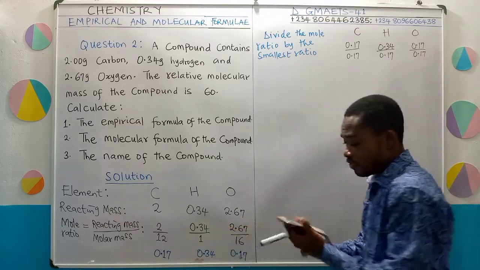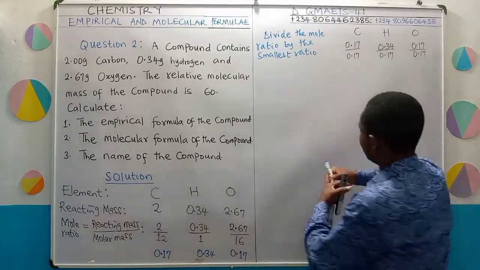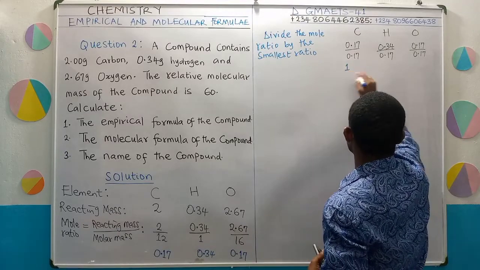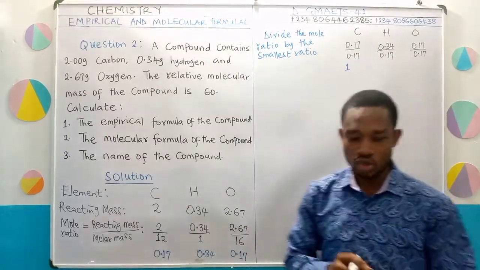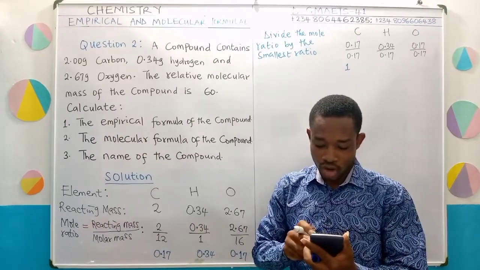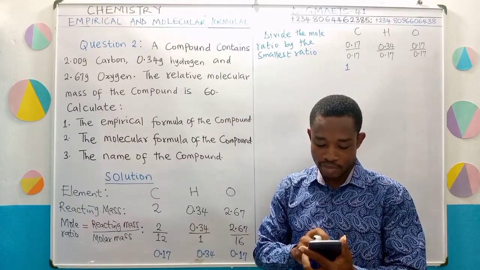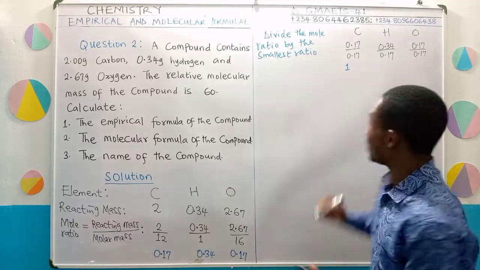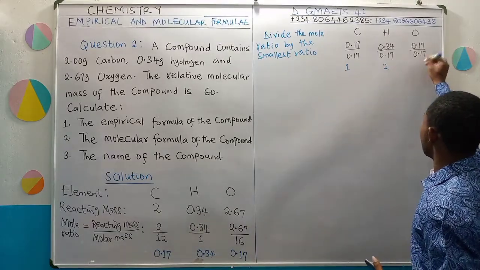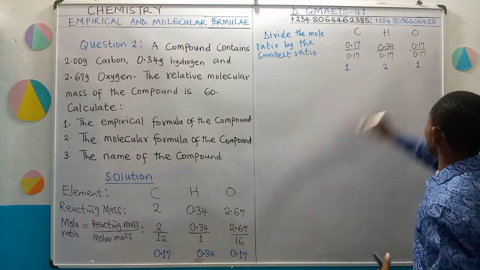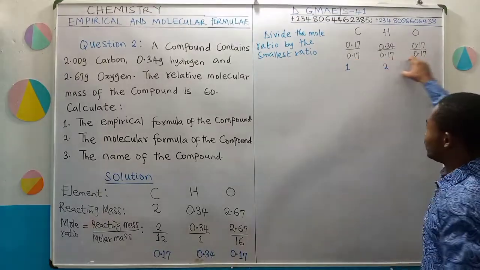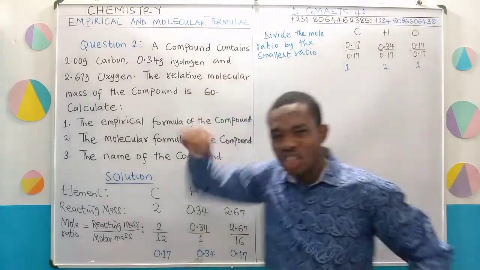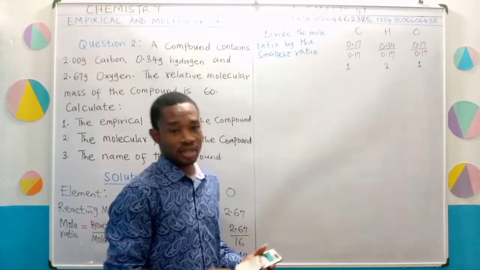So this will give us, here is 1, we put that down, 1. 0.34 over 0.17 should give us 2. Let's find out, 0.34 divided by 0.17, good, that is 2. And then this 0.17 over 0.17 will give us 1. So this is the ratio we need, alright? The actual mole ratio that we need in the empirical formula.